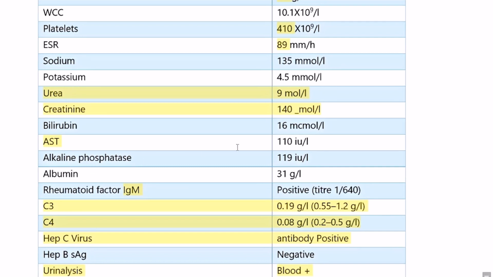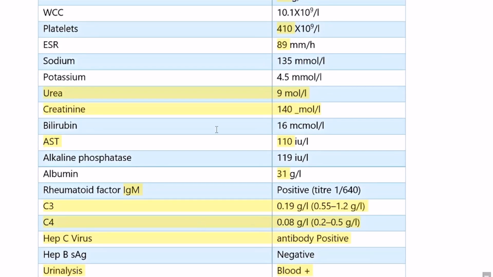Here a little bit the AST is raised, as well as the albumin slightly low. So this is also leading to chronic liver disease features. That is also associated with the CGN, meaning hepatitis C virus, yes, leading to liver damage.